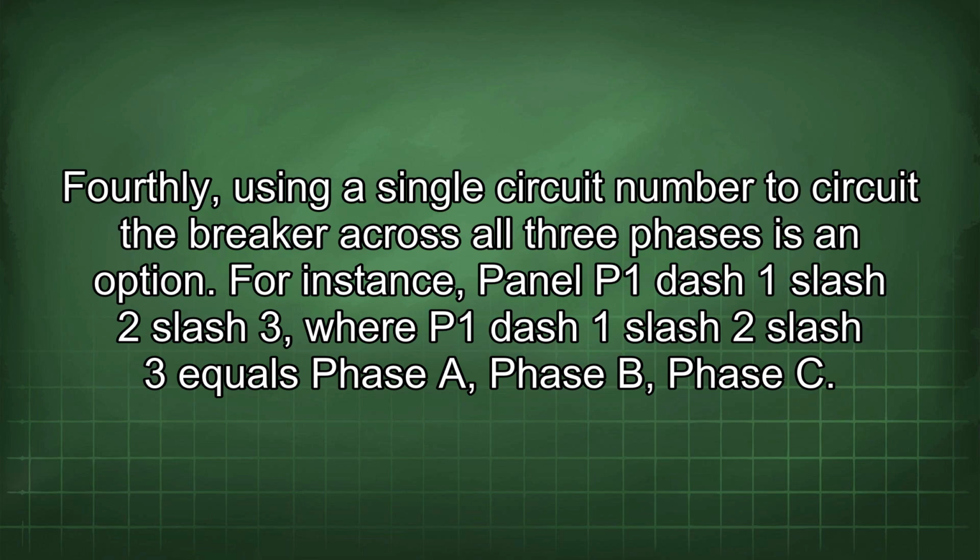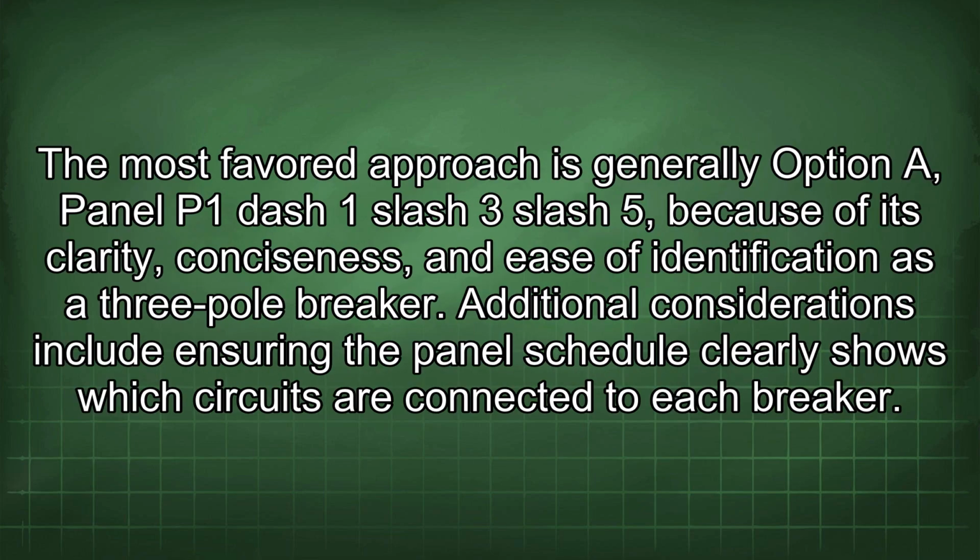Fourthly, using a single circuit number to circuit the breaker across all three phases is an option. For instance, panel POM-1/2/3, where POM-1/2/3 equals phase A, phase B, phase C. The most favored approach is generally option A, panel POM-1/3/5, because of its clarity, conciseness, and ease of identification as a three-pole breaker.